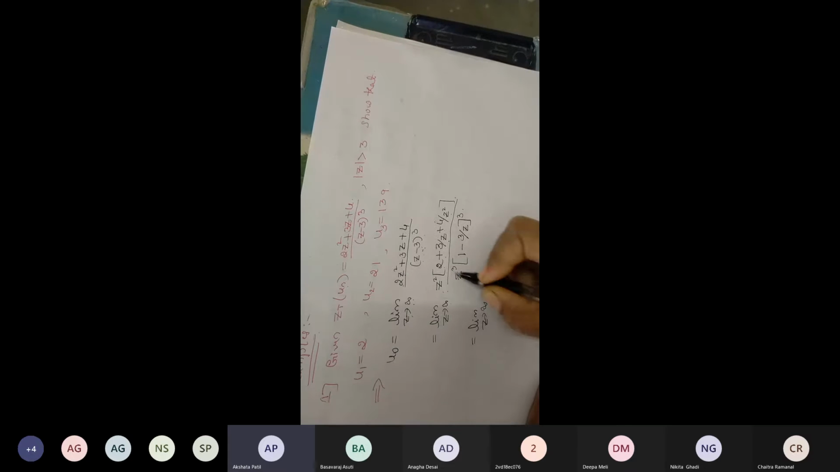Now just see here, we can write limit z tends to infinity, z square by z cube. So z square gets cancelled, and the remaining is 1 by z. Inside we have 2 plus 3 by z plus 4 by z square divided by 1 minus 3 by z the whole cube. Now just see here.